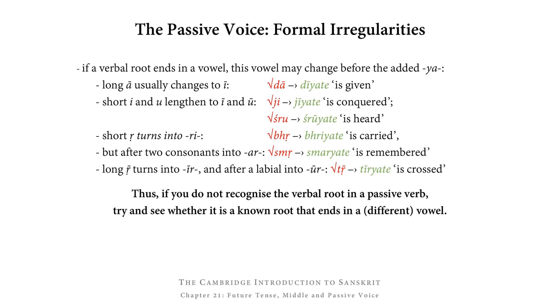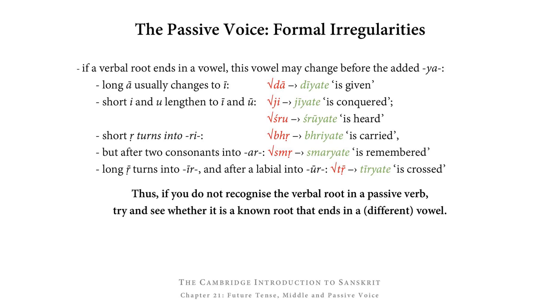Unfortunately, not even the passive is entirely straightforward though. There are a number of formal irregularities in verbal roots that end in a vowel, because this vowel may change before the ya that is added to mark a form as passive. So for example, if you have a verbal root that ends in long a, that a usually changes into e. So for example, of da, to give, we have diyate, is given.